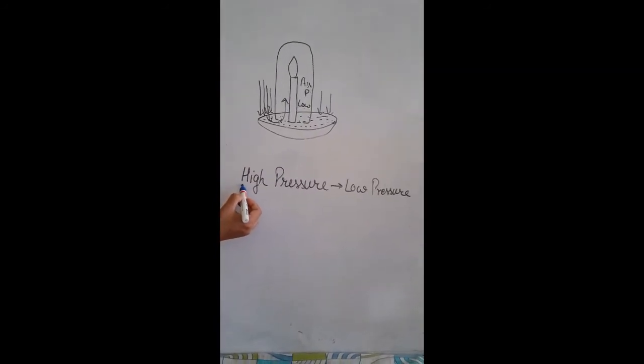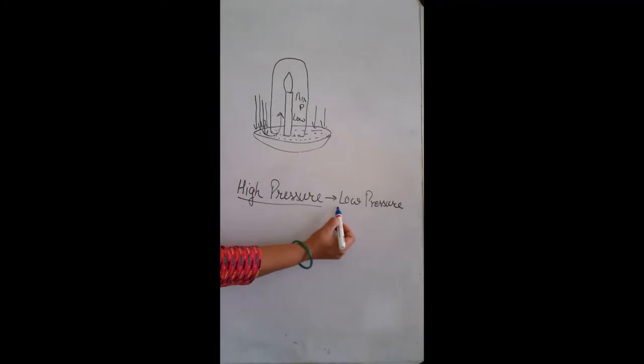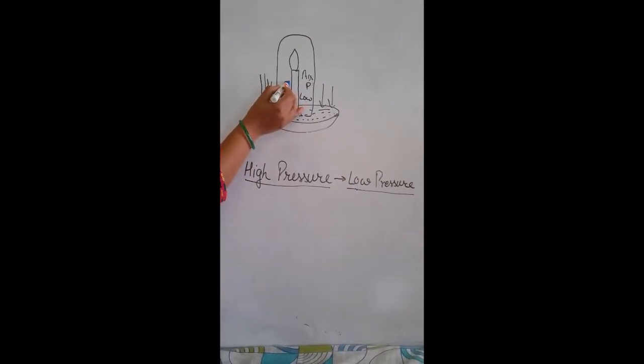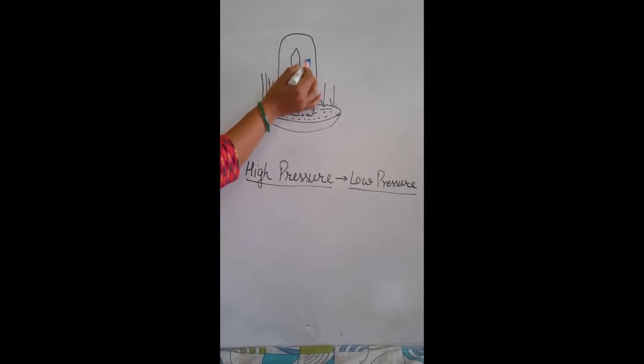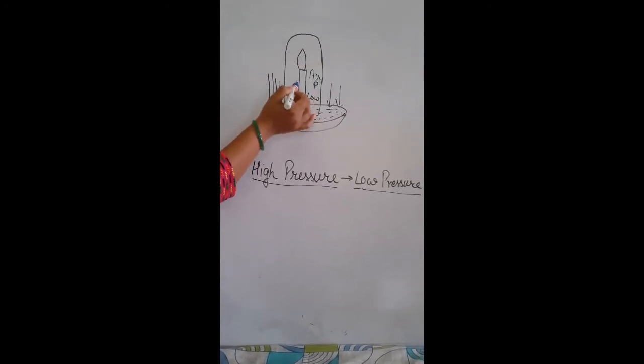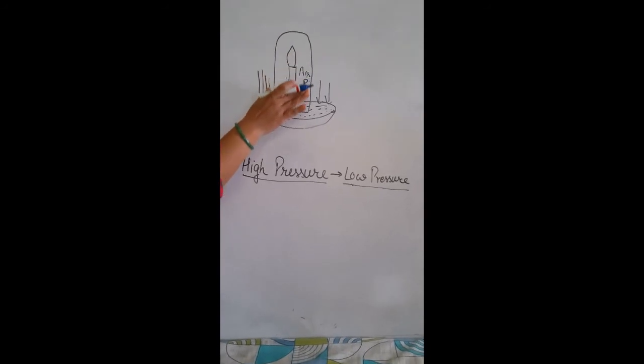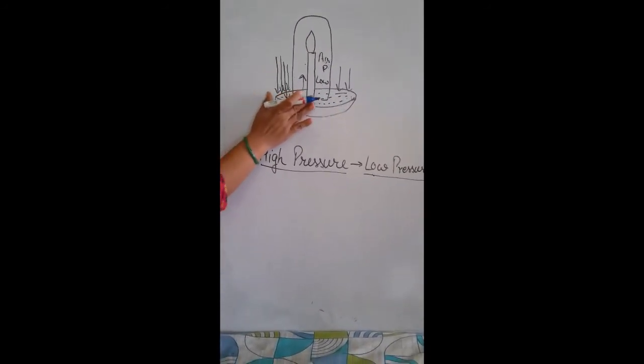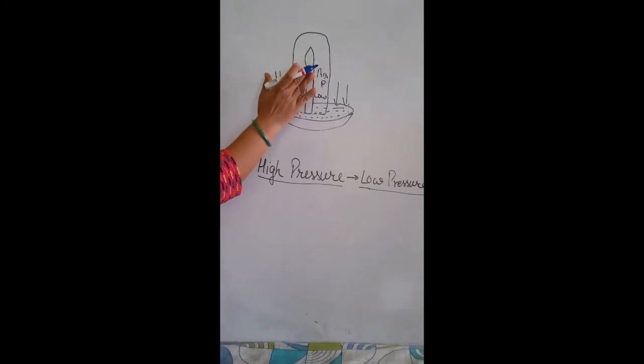As we always know, air flows from a high pressure area to a low pressure area. How we made the low pressure area inside the glass is, when the air is contracting, the pressure is decreasing inside the glass, and thus the outside pressure is more and water rises up in the glass.